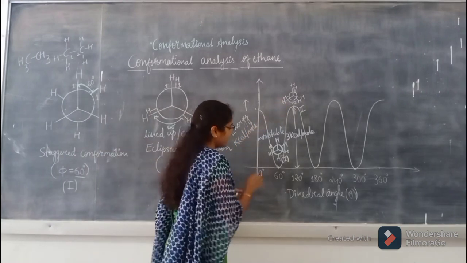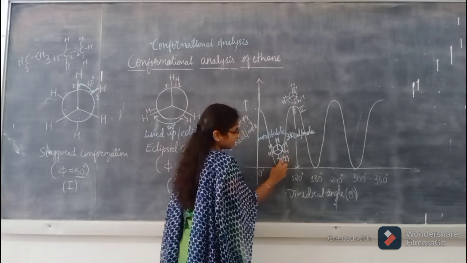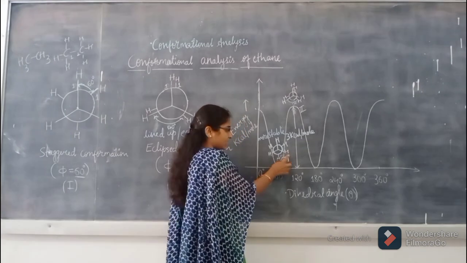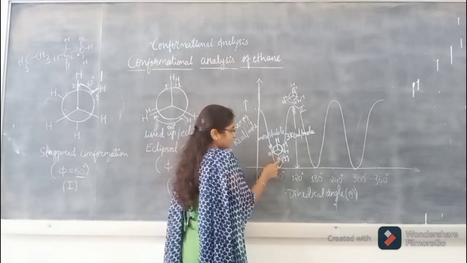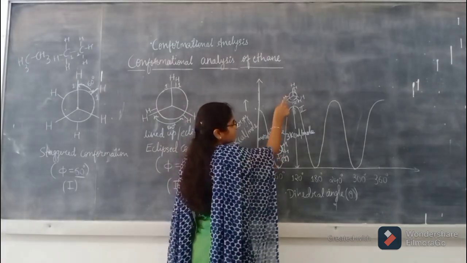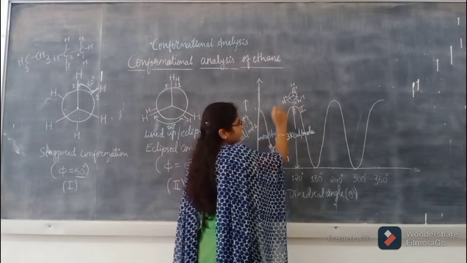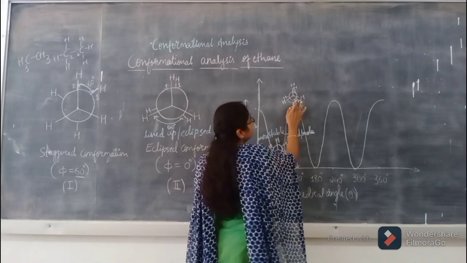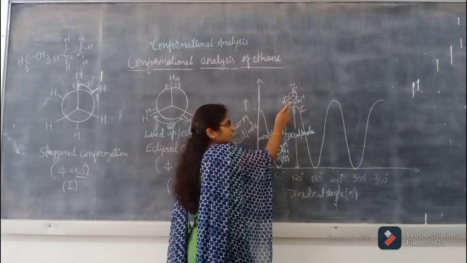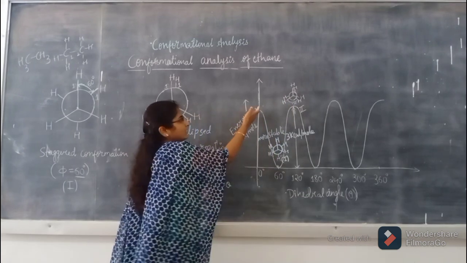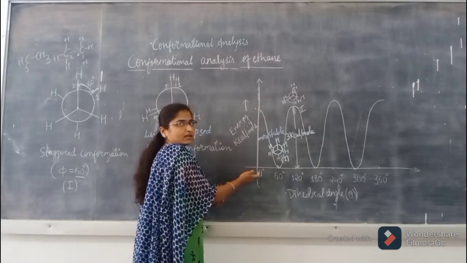For example, you have a hydrogen atom here, and we are referring to these two hydrogen atoms. Once you rotate by 60 degrees, this hydrogen comes over here, so the dihedral angle will be 120 degrees. So you can write the conformation here, as well as the eclipsed conformation here with the 0 degree dihedral angle.